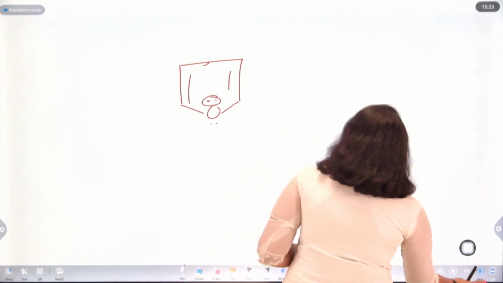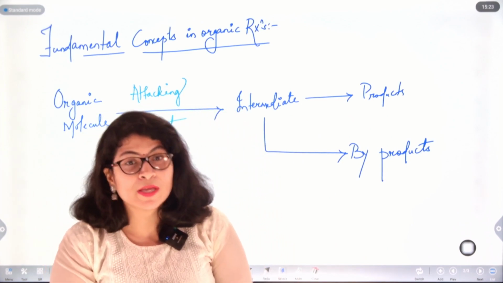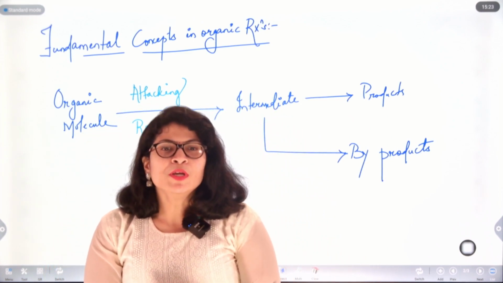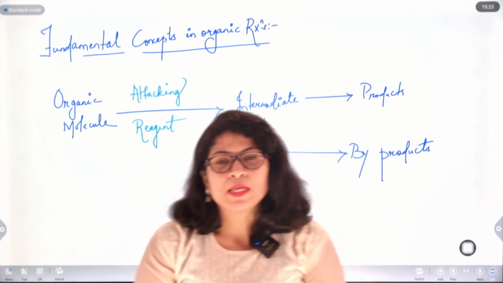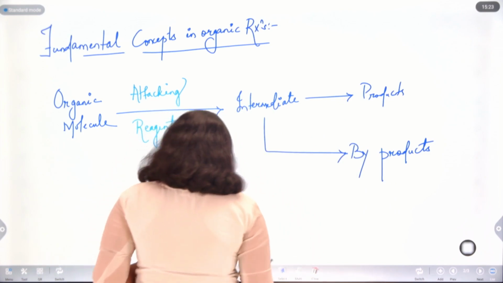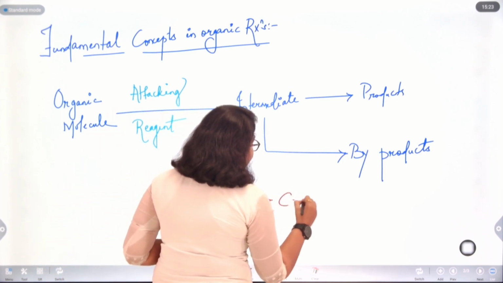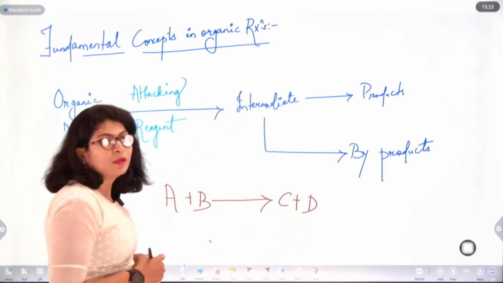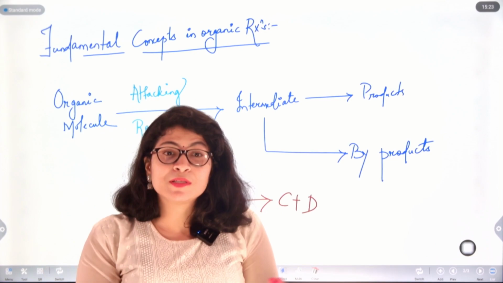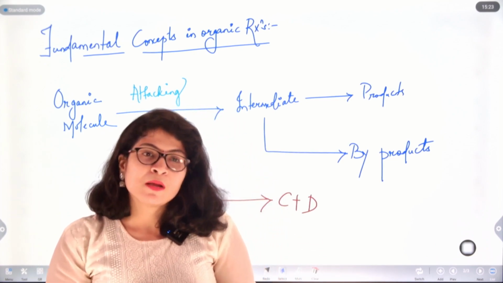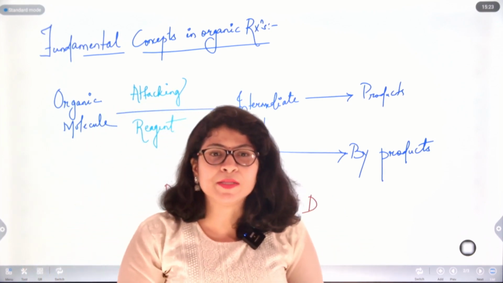Firstly, you have to see the fundamental concepts required for understanding any organic reactions. Before moving to organic reactions, let us take any chemical reaction for that matter. Suppose A and B are my two reactants, converting themselves to products C and D. Reactants are those species reacting with each other. So A and B are my reactants. They reacted with each other and gave rise to products C and D.